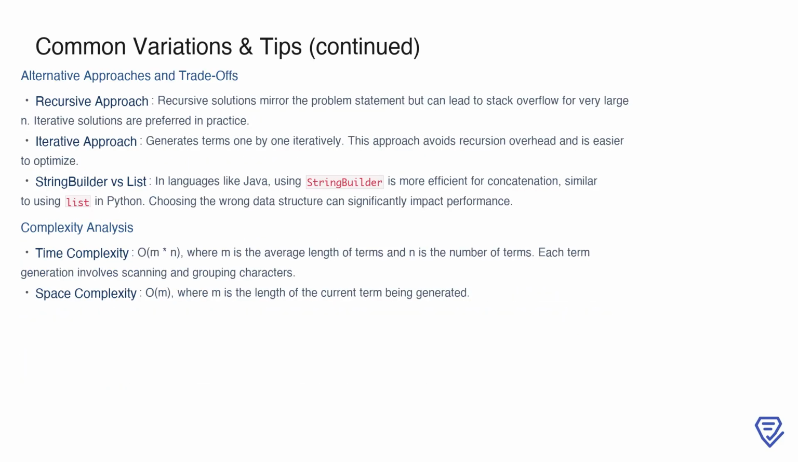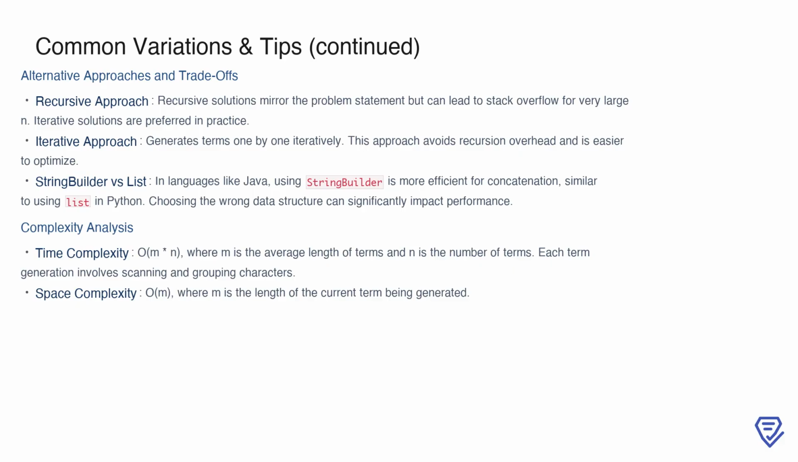Finally, let's examine alternative approaches and their trade-offs. A recursive approach closely mirrors the problem statement, but it comes with the risk of stack overflow for very large values of n. This is why iterative solutions are generally preferred. They avoid recursion overhead and are easier to optimize. When it comes to string concatenation, choosing the right data structure is crucial. In Java, for instance, using StringBuilder provides better performance, similar to how lists are used in Python for efficient concatenation. Using the wrong data structure can significantly hurt your solution's efficiency.